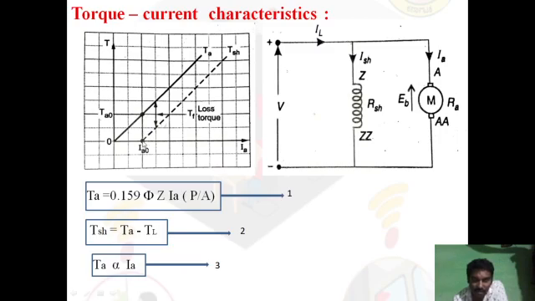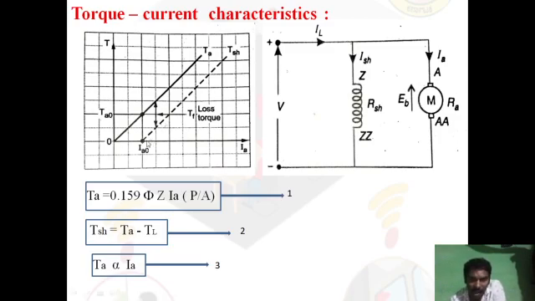Therefore, the shaft torque does not start from origin, it starts at Ia naught. Ia naught is the amount of current which is drawn by the armature. Ta naught is the amount of torque at no load in order to maintain the losses, that is the stray losses, friction, windage and iron losses. Some amount of torque is required.